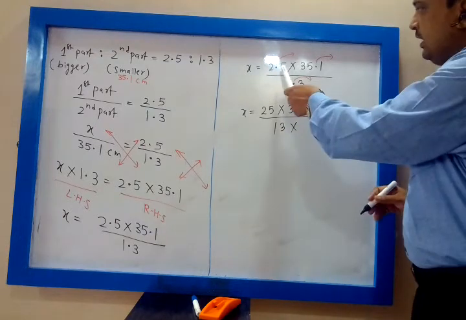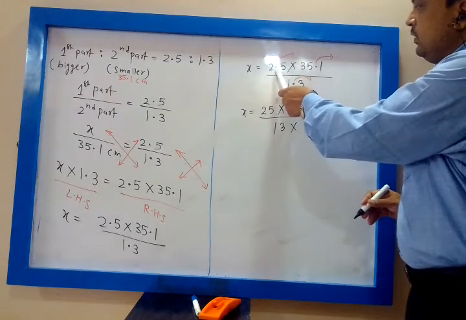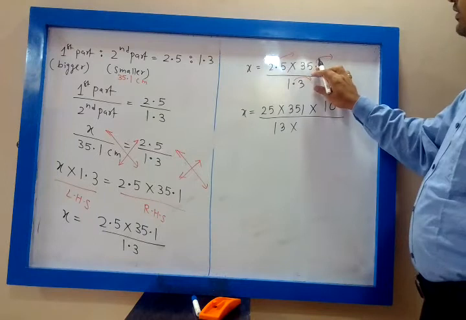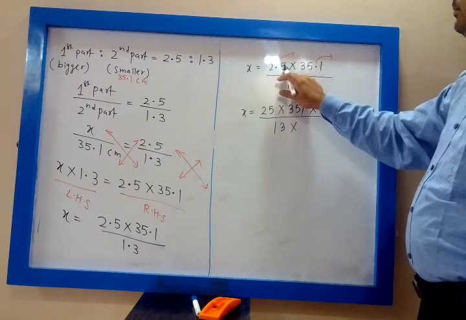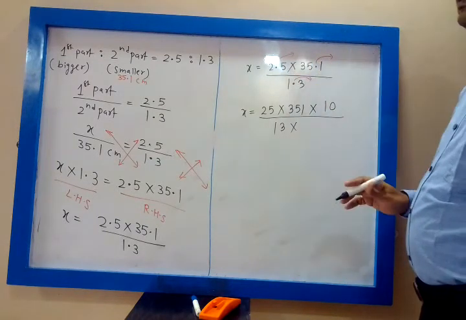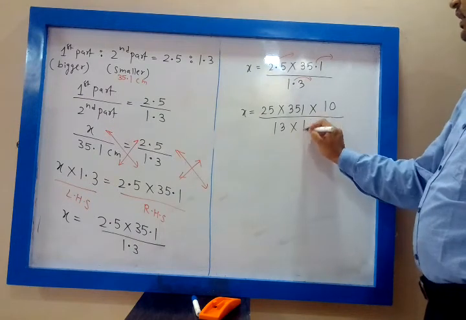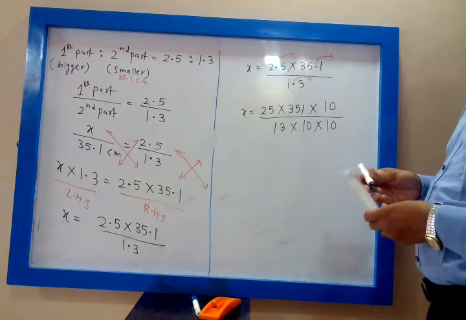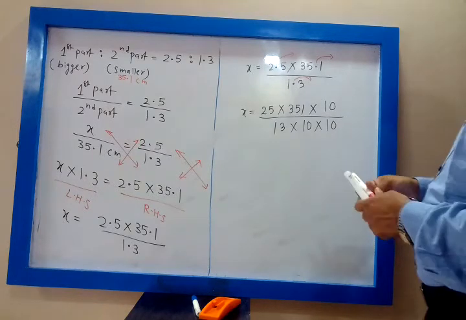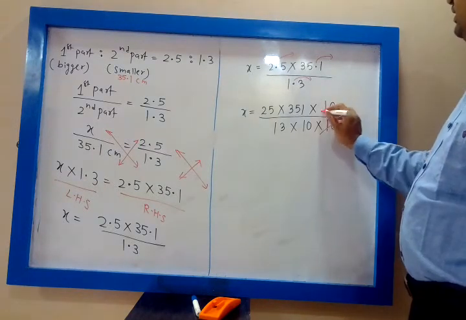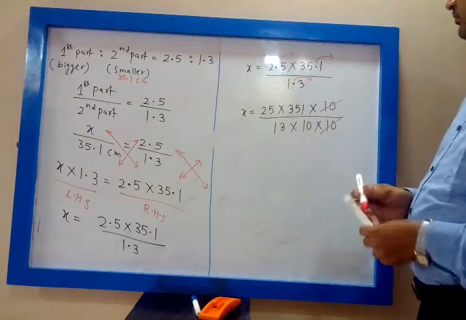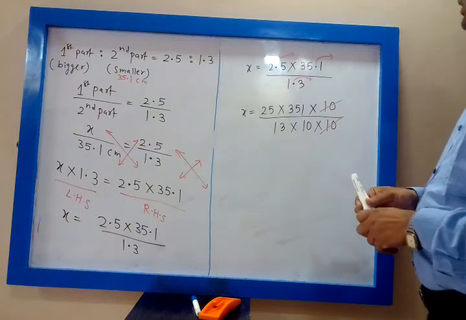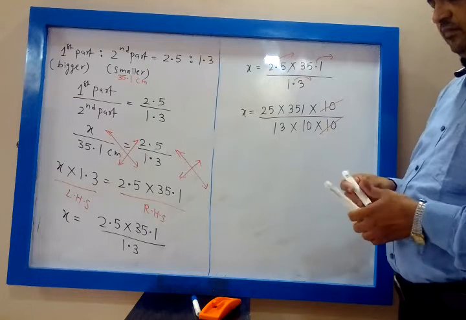Then in the numerator after the decimal, how many digits? 1 digit. After decimal, how many digits? 1 digit. So 1 plus 1, 2. So that will be 10 into 10, 100. You can write 100 or 10 into 10. Now let us cancel. 10, 10 get cancelled.